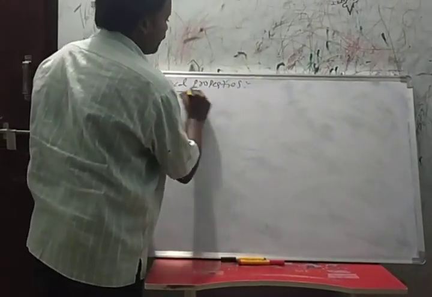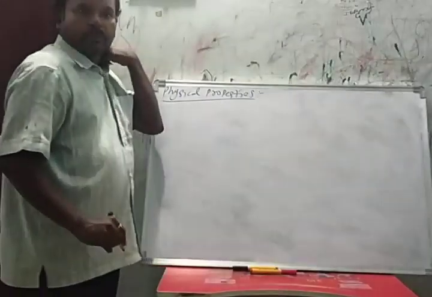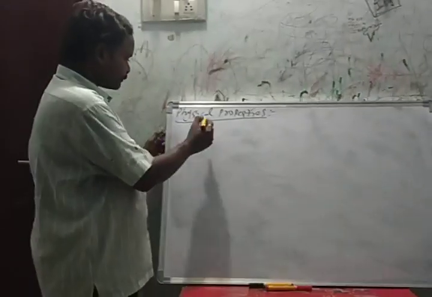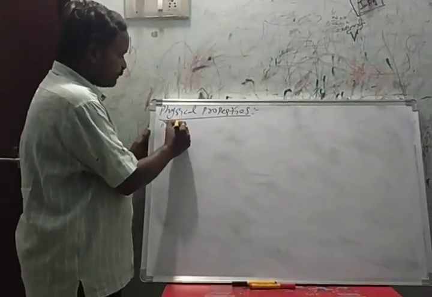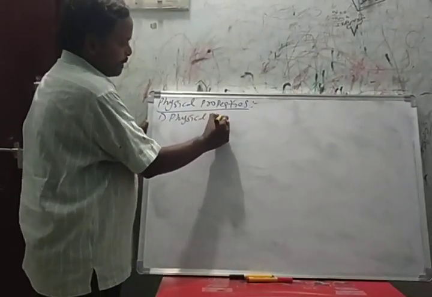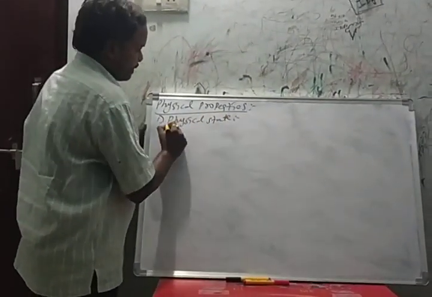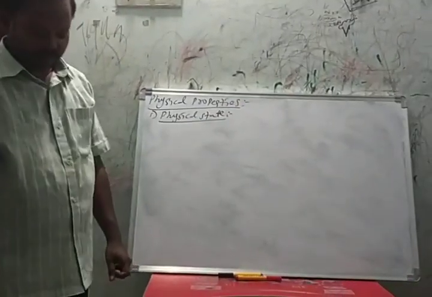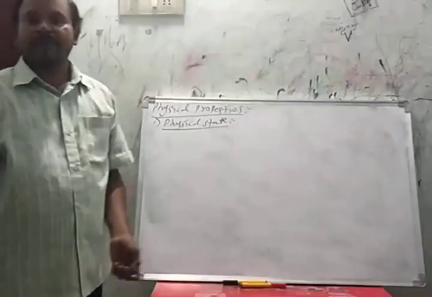Properties of alcohols and phenols. First, we'll discuss physical state. Physical state means physical appearance.